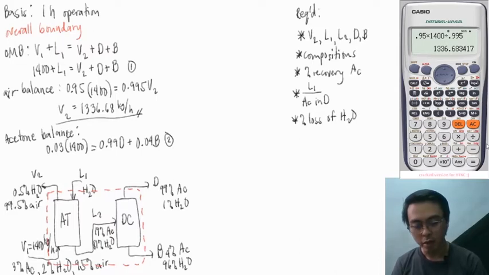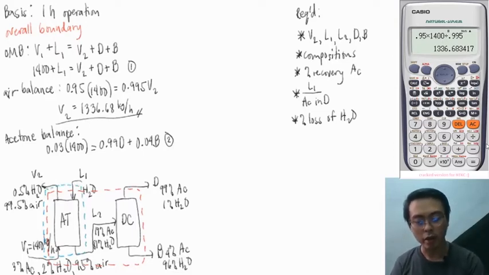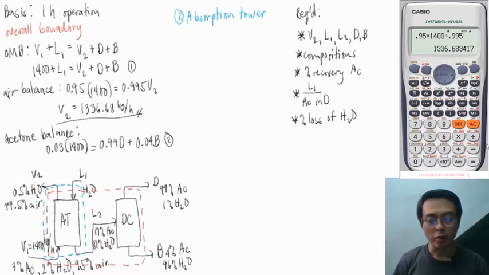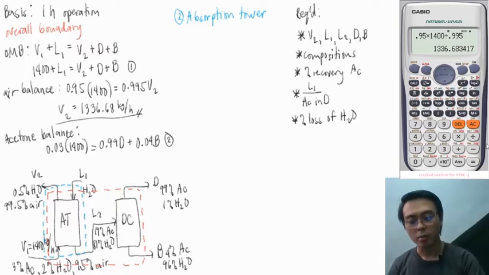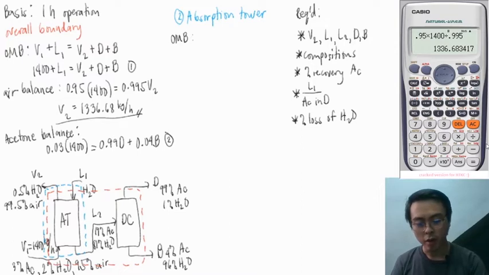So I will be using a blue marker to represent our second boundary. So this is boundary number 2. This is the absorption tower. Since we are talking of the absorption tower only, you will only be considering all of the streams that are coming in and coming out of the blue boundary. So let's perform our OMB. Our OMB for boundary number 2 is V1 plus L1 equals V2 plus L2.